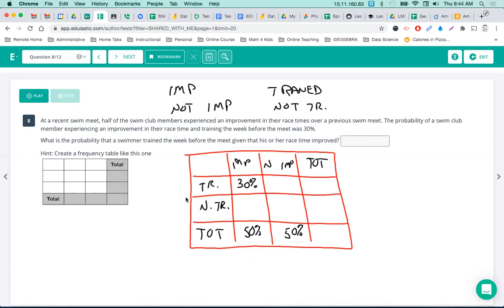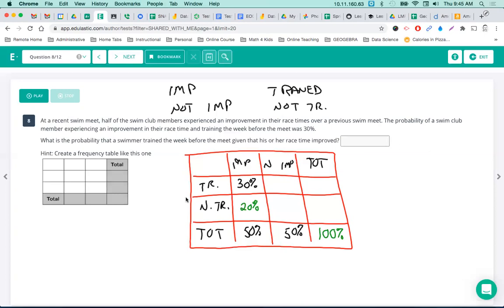Okay. Now from here, we should be able to get a lot of these other percentages. Such as that's 30%. We know 50% is the total, so 20% is here. We know this is going to be 100%. I think that might be all we can fill out with this one, but it's probably enough.